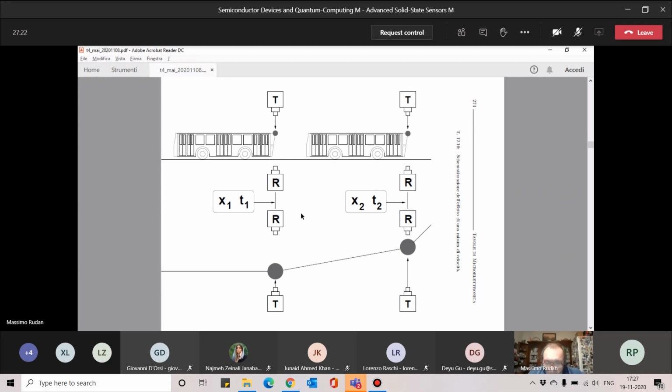This is in principle doable, but there is a drawback, and the drawback is the following, that if you decrease the frequency, you increase the wavelength.